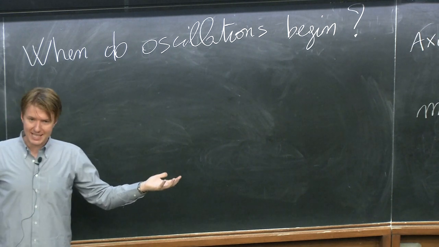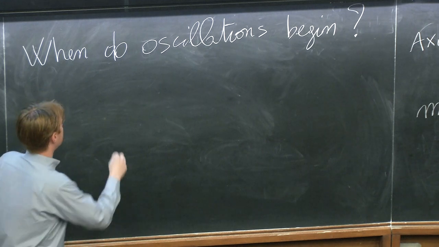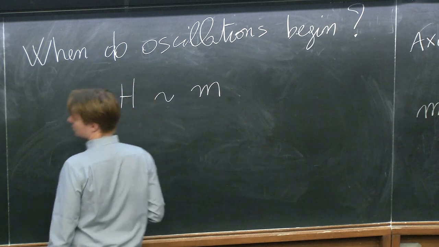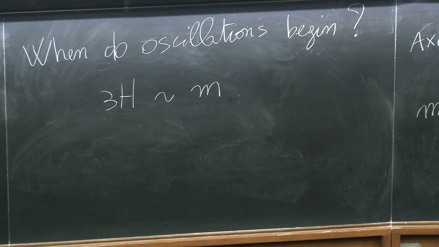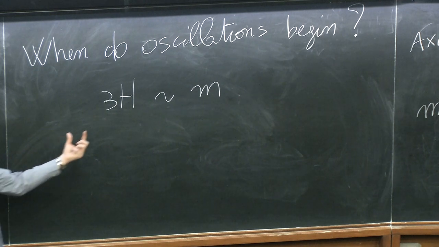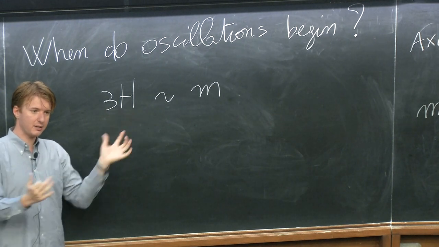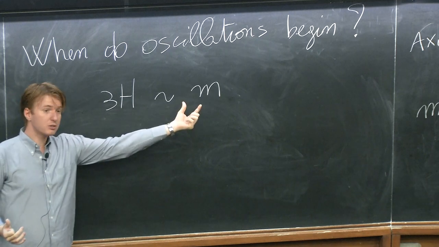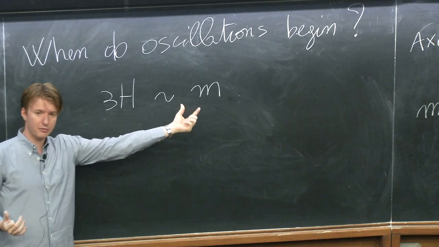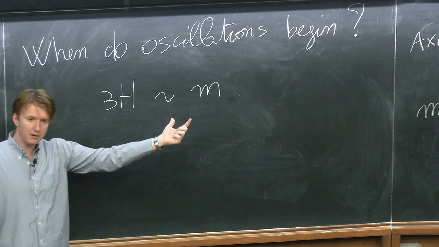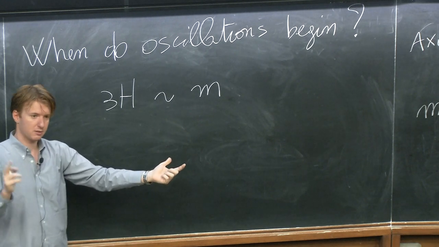But if you want to get an estimate of the order of magnitude of the temperature where this happens, you compare 3H with M. In other words, you are comparing two time scales. Hubble is a time scale, actually the inverse of Hubble. It's a time scale characteristic of the expansion. M is also a time scale. M is a frequency, equivalent to the period of these harmonic oscillations.